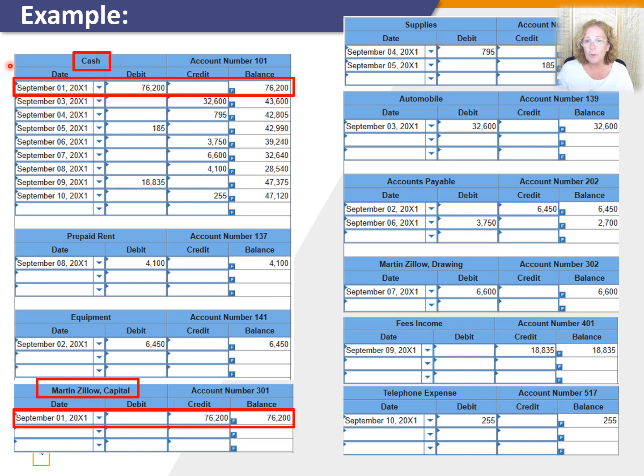Our last step is now to post each journal entry to the general ledger. For instance, to post the first transaction, we go to the cash account, we enter the date, and we enter the debit of $76,200. Then we calculate the new balance. Next, we go to Martin Zillow Capital, and we enter the date, and then we enter the credit of $76,200 and calculate the new balance.